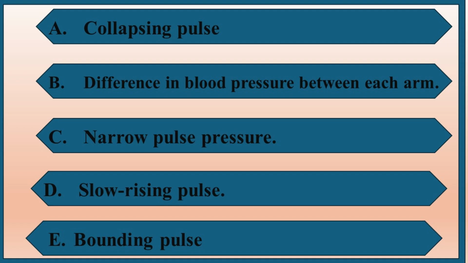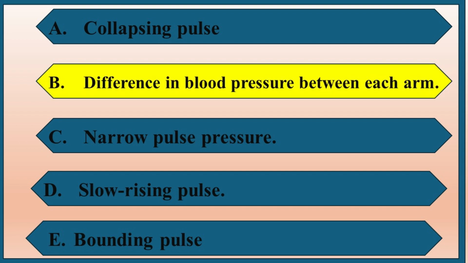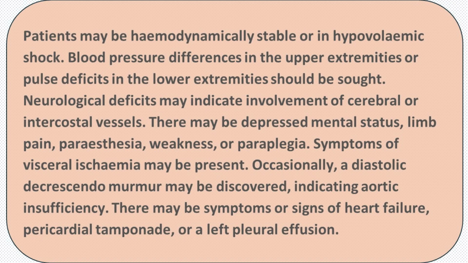C. Narrow pulse pressure. D. Slow rising pulse. E. Bounding pulse. Answer is B. Difference in blood pressure between each arm. Patients may be hemodynamically stable or in hypovolemic shock.